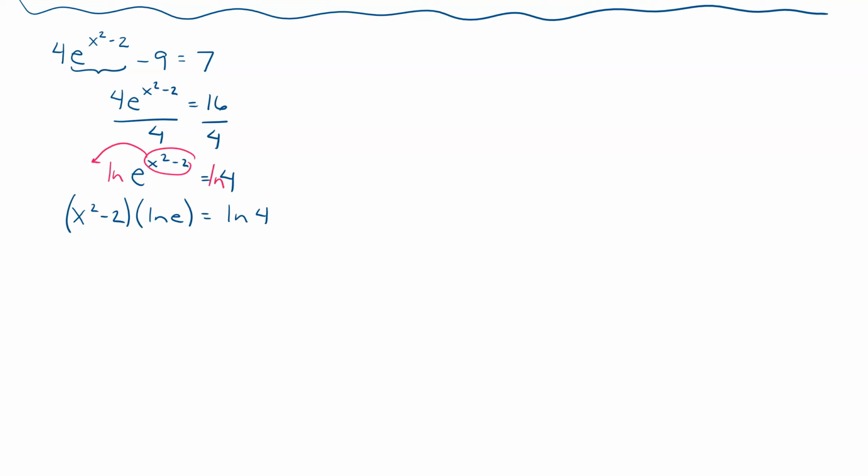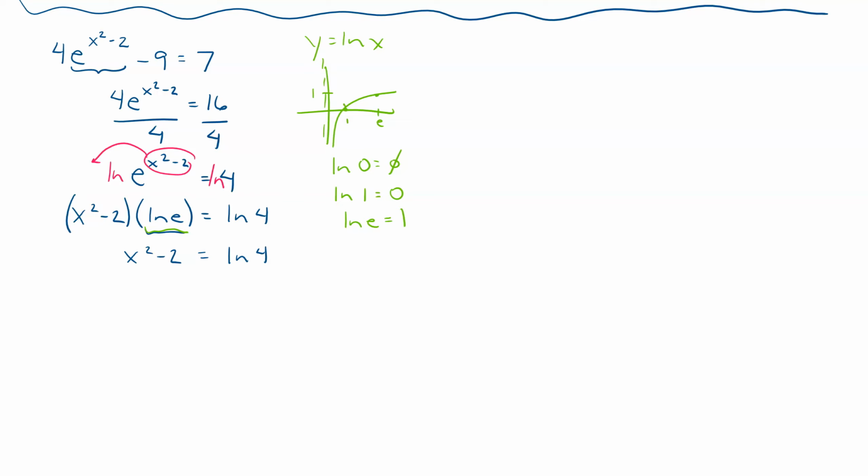Now, a little alarm needs to go off in your head when you see natural log e. Remember, the natural log function quick sketch goes like this. It hits right here at 1, it hits right here at e, up 1. And so we're able to say that the natural log of 0 is undefined, the natural log of 1 is 0, and the natural log of e is 1. So right here, when we have the natural log of e, that is the same as 1. So what we have is x squared minus 2 times 1 equals natural log 4.